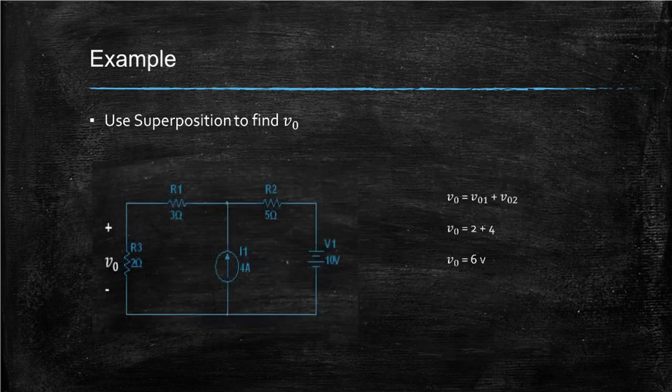Now we go back to the original circuit and gather up the voltages that contribute to VO. Add them up to find the VO output. VO in this case will be 6 volts.